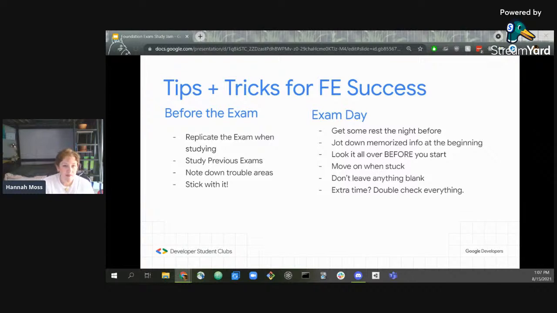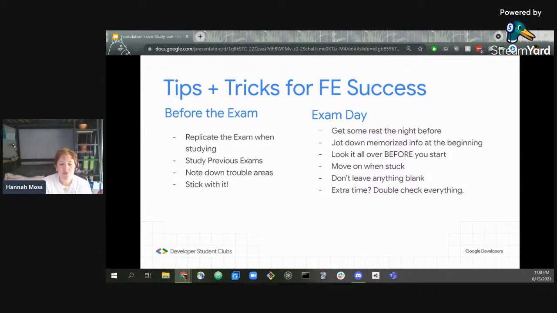And the next step is to look over the entire section that you have before you start working on it. This helps you get an idea of how you want to manage your time through the exam, and really just helps you complete it in time and all those items.